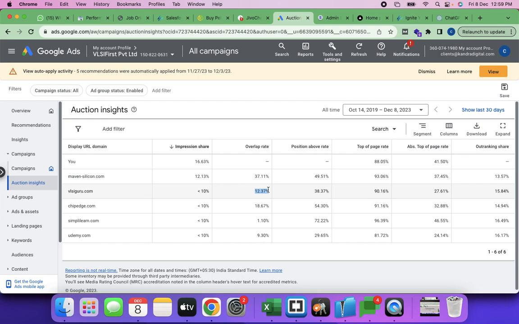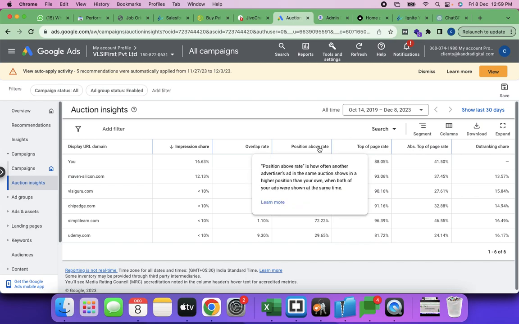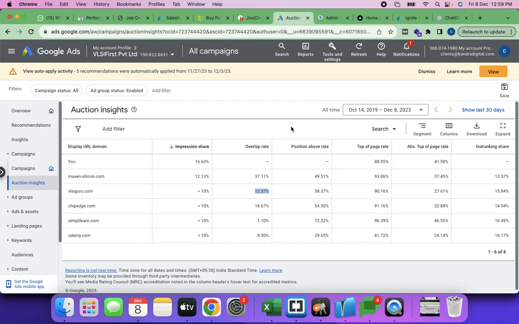Okay, so position above rate. You see what they are saying. Position above rate is how often another advertiser's ad in the same auction shows in a higher position than your own when both of your ads were shown at the same time. So now they are overlapping with you some 37% of the times, for example Mammoth Silicon, correct? But during this 37% of the times, close to 50% of the times, Mammoth Silicon is shown in higher positions as compared to VLSI first. Understood?